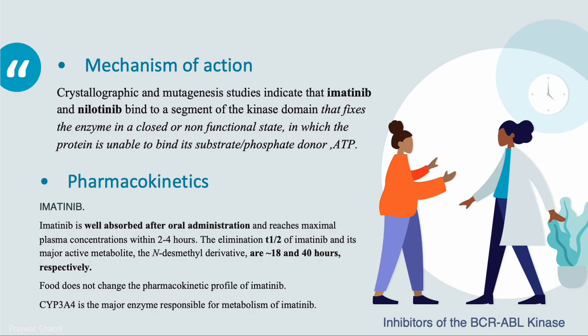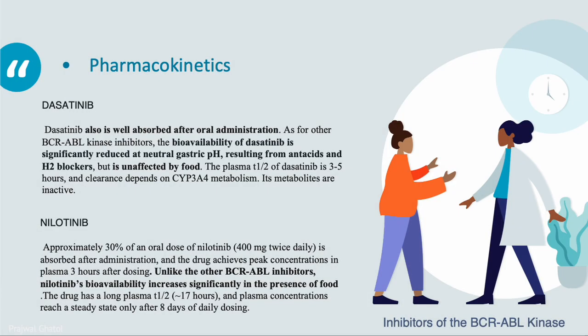Imatinib. Imatinib is well absorbed after oral administration and it reaches the maximal plasma concentration within 2 to 4 hours. The half-lives of imatinib and its major active metabolite, the N-desmethyl derivative, are 18 and 40 hours respectively. Food does not change the pharmacokinetic profile of imatinib. Cytochrome 3A4 is the major enzyme responsible for the metabolism of imatinib.